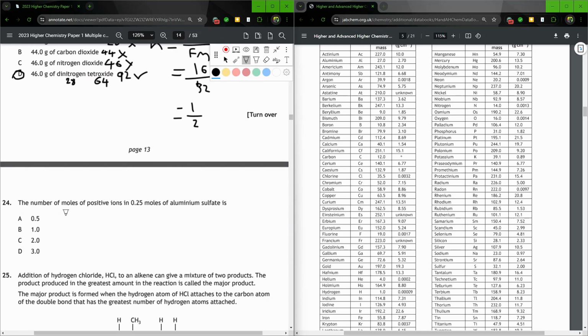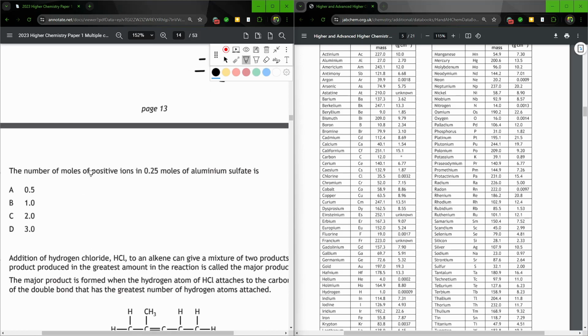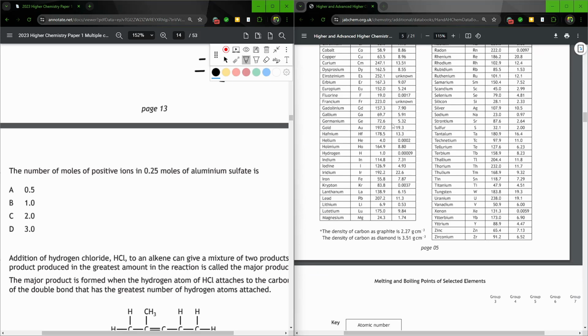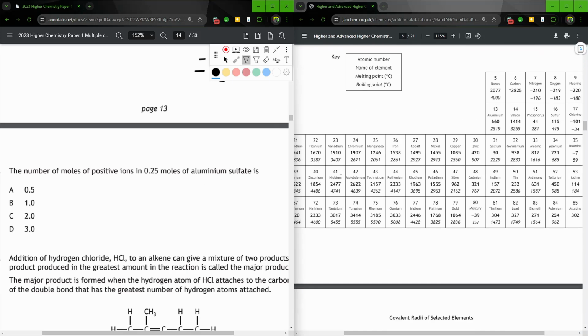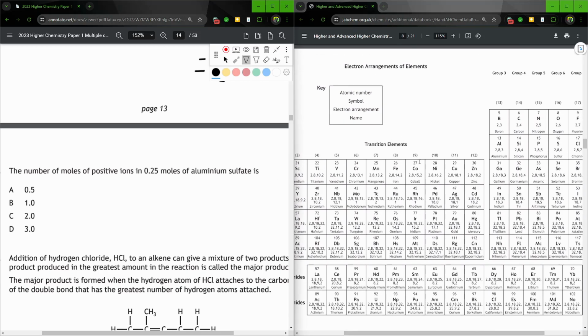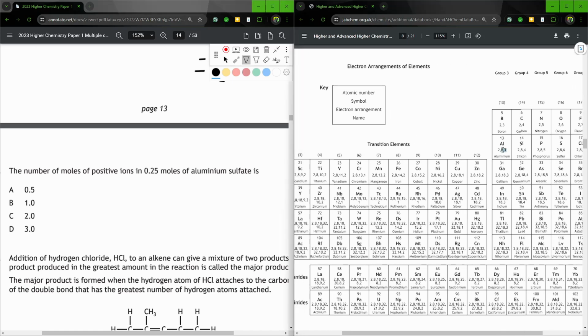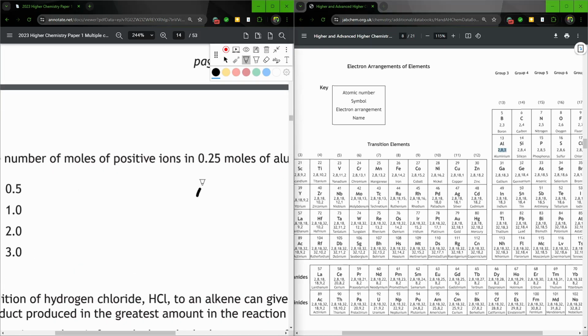Right. Onto the penultimate question now. The number of moles of positive ions in 0.25 moles of aluminum sulfate is what? Okay, so this one, what we're going to have to do is figure out the composition of aluminum sulfate. So if I go down here, you can see clear as day that aluminum, if you ionize it, would have 3 positive, right? So I'm going to write that down.